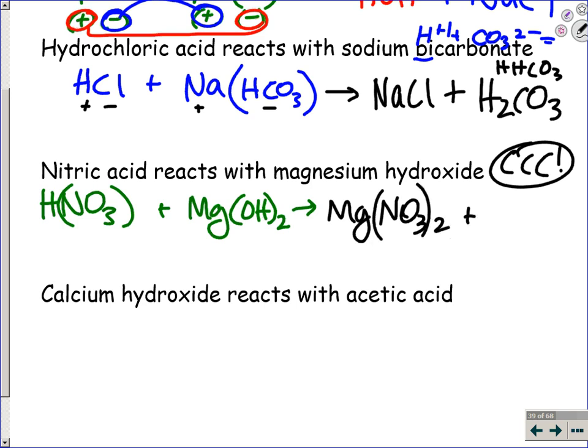Good. And what else, guys? Water. HOH. Okay, you can write it as H2O. I think it's really easy to write as HOH because you can see how the balancing works out a little bit better. So I see I have 2 nitrates here, right guys? So what do I need on that side? 2 in the front, and that makes 2 H's. And there's 2 hydroxides, so what do I need here? Okay, 2 in front of water.